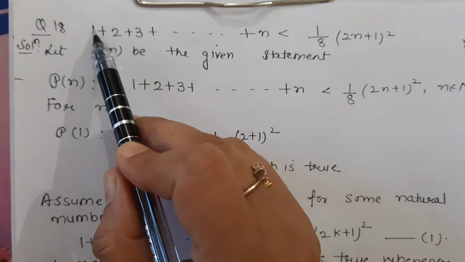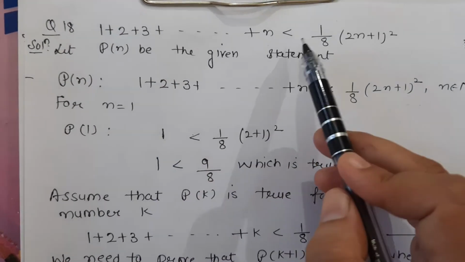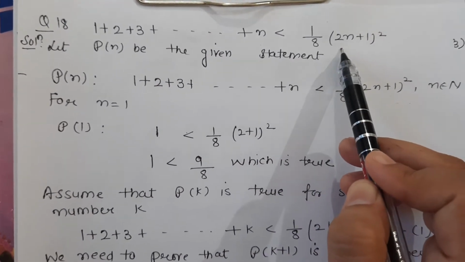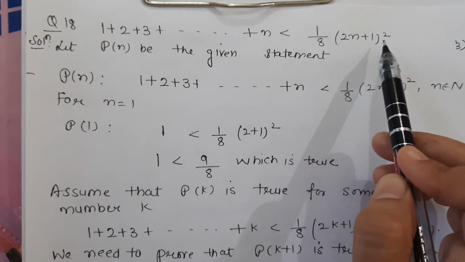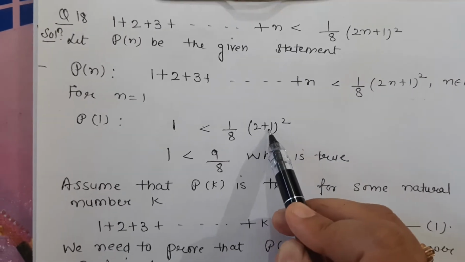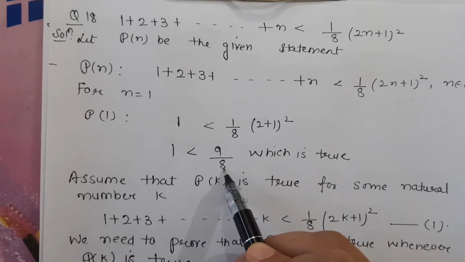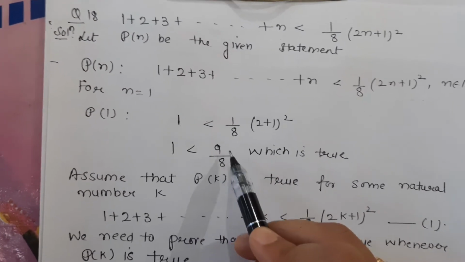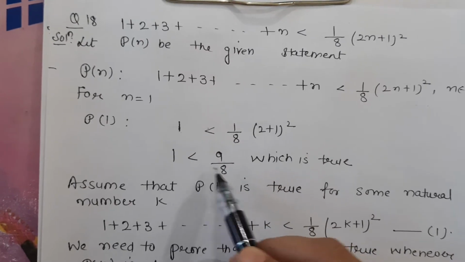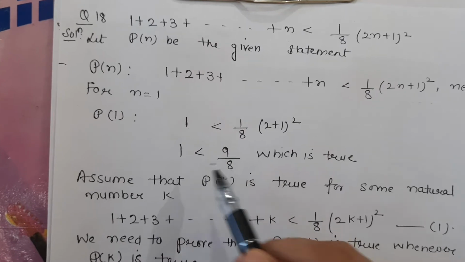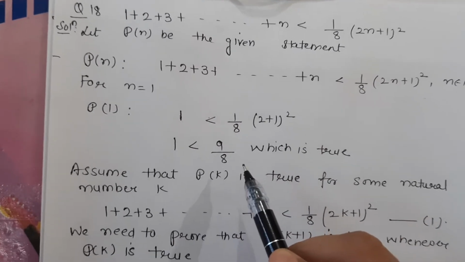That means you'll have here 1 is less than 1 by 8. If you put n equals 1 here, you'll have 2 plus 1 whole square, 2 plus 1 is 3, square, 9 by 8. 1 is less than 9 by 8. True or false? This is true, because if you divide 9 by 8, the answer is more than 1. So we have shown that this result is true when n is 1.